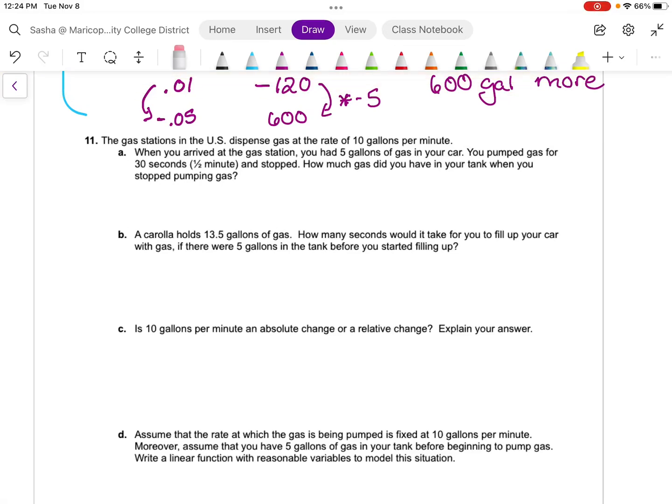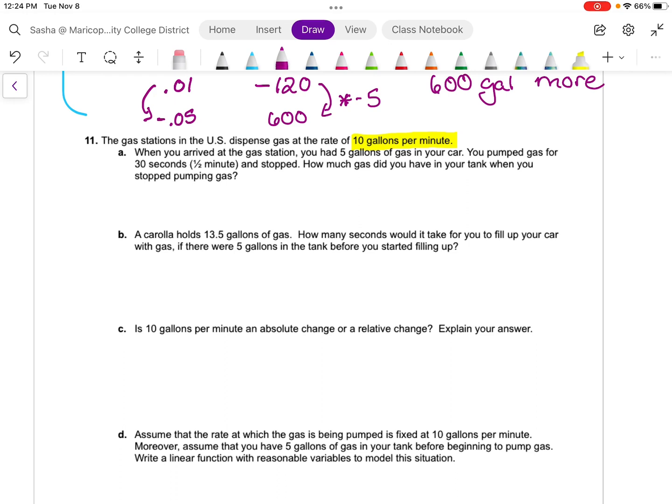All right, we're going to start now on number 11, and this one's going to focus a little more on linear functions from rates of change. So we're told that gas stations in the U.S. dispense gas at a rate of 10 gallons per minute, and that's an absolute change. Every minute that goes by, 10 more gallons are put into your car. And so we're going to use that piece of information to answer a few questions.